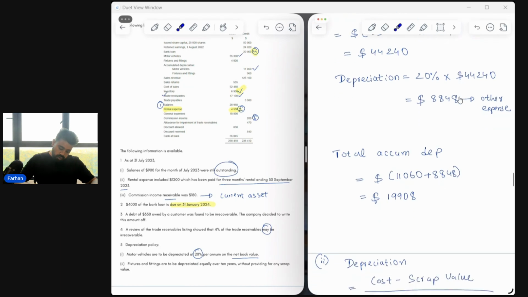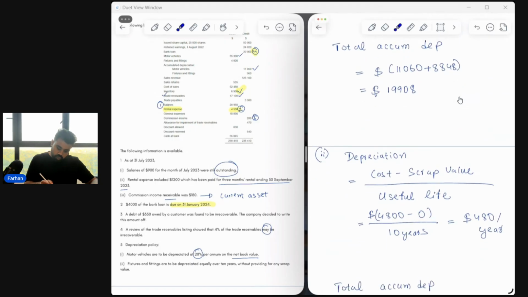All right. So next we have got fixtures and fittings, which are to be depreciated equally over 10 years without providing for any scrap value. So what do we understand by scrap value? Scrap value refers to any amount that we may be able to sell the asset for after the useful life is over. In this case, it is saying that there is no scrap value. So it's pretty much disposed, like there's no use of it, so you can't sell it or get any money. So it would be fully depreciated, okay?